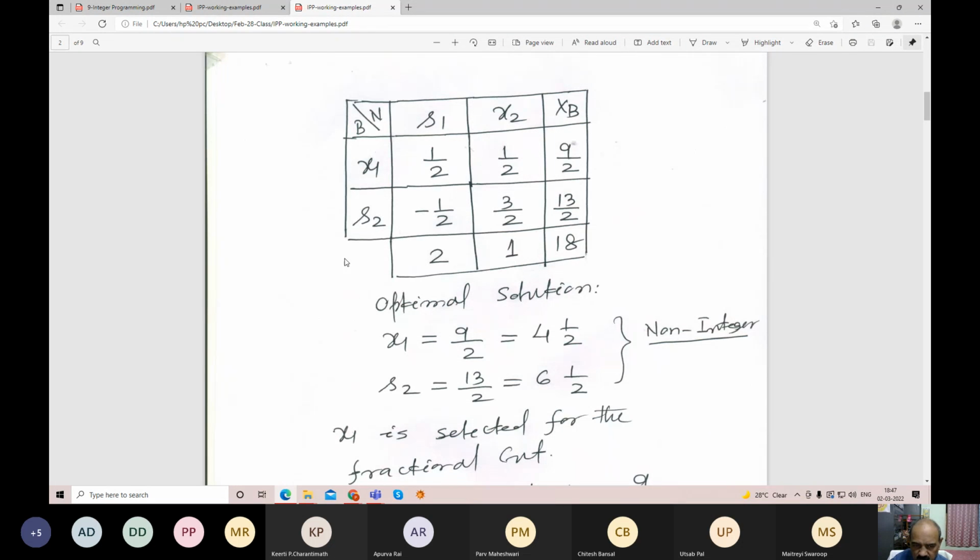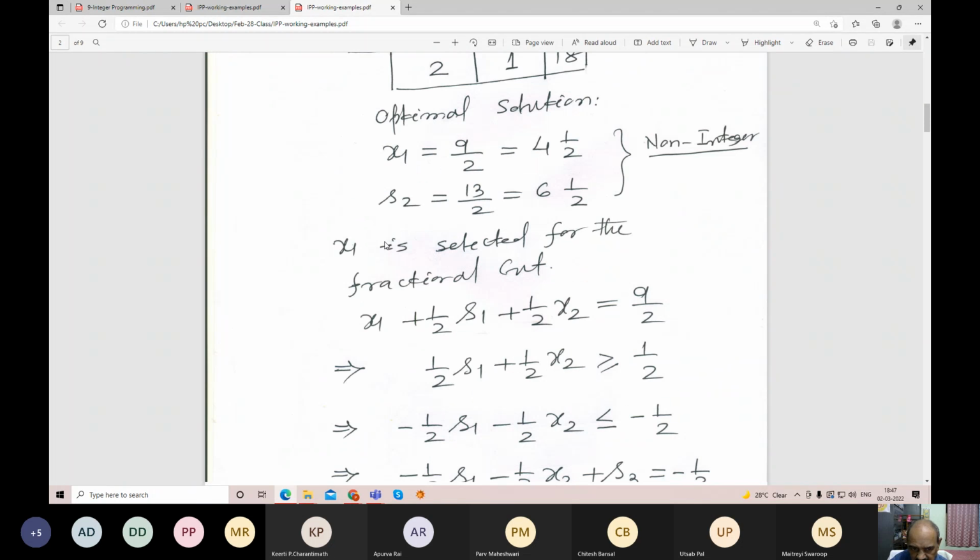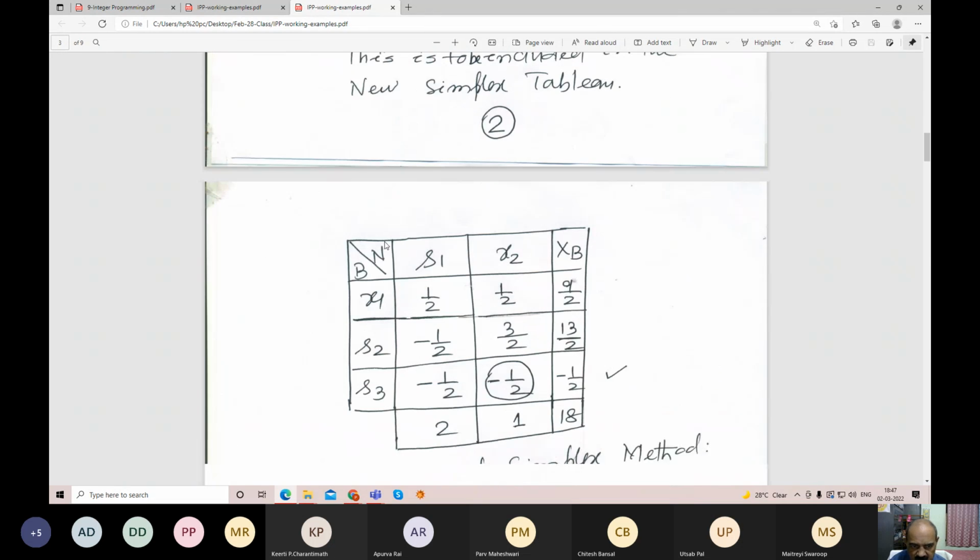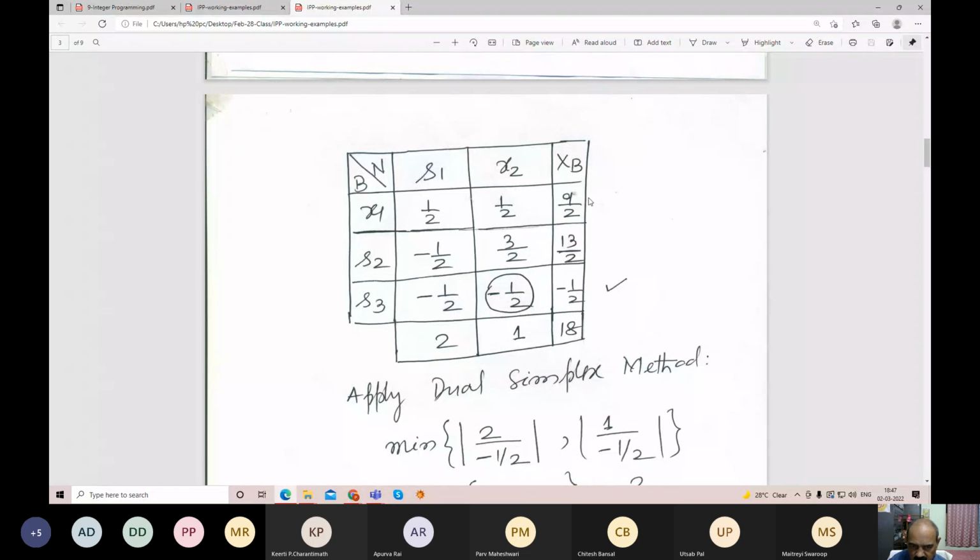Here, how to include? So we have to include one more slack variable. So we have to make some space for another basic variable, the s3, in this manner. You can see here. So first row there is no change, second row no change, third row. So we have put the s3, minus half x1 minus half x2, that is equal to minus half.